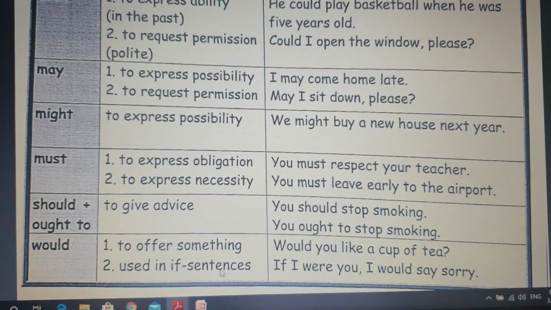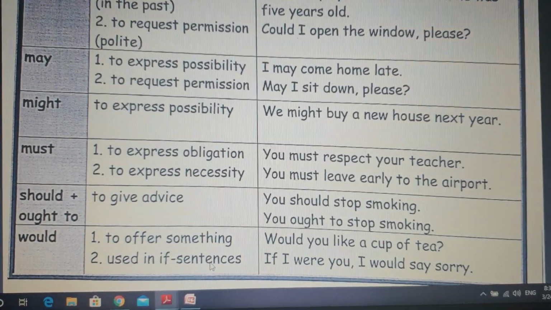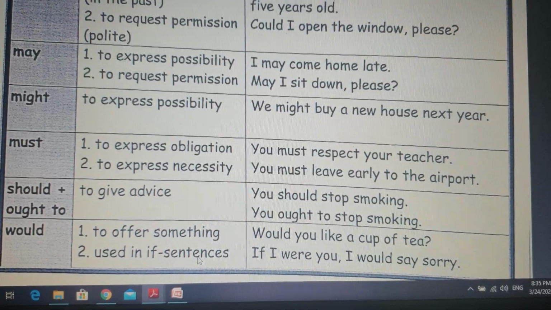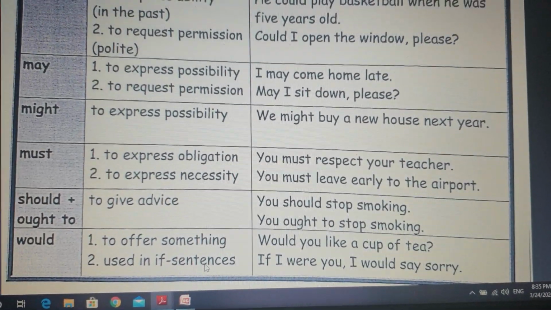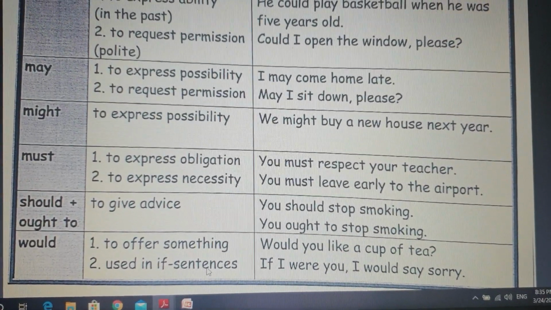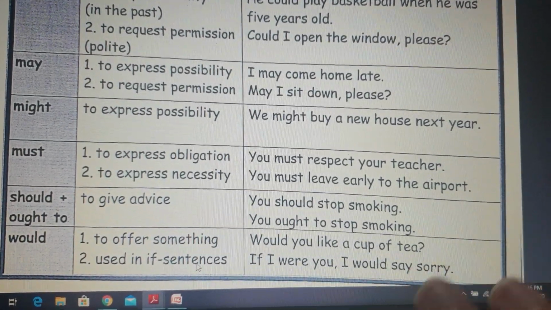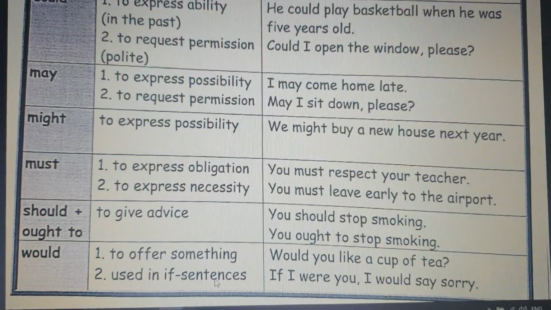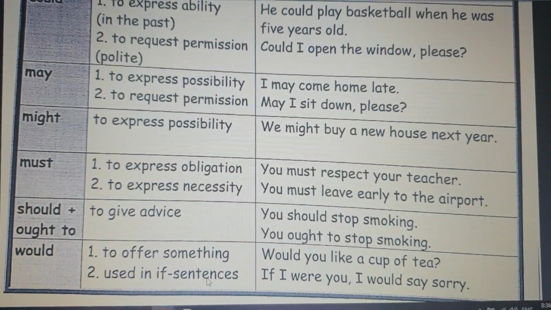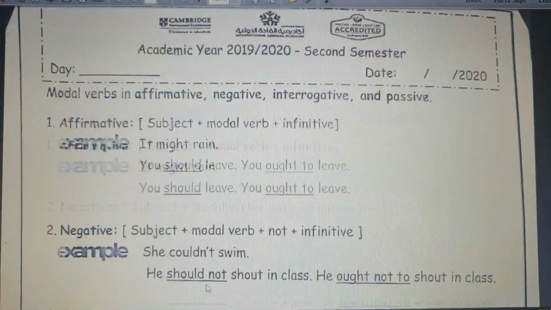Okay, you have to memorize the meaning as you know your names. Can for ability, may for possibility, must for obligation, should and ought to give an advice, would to offer something. Memorize them, as easy as that. How to make a sentence with the modals.